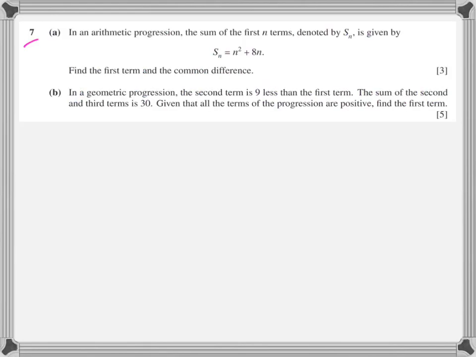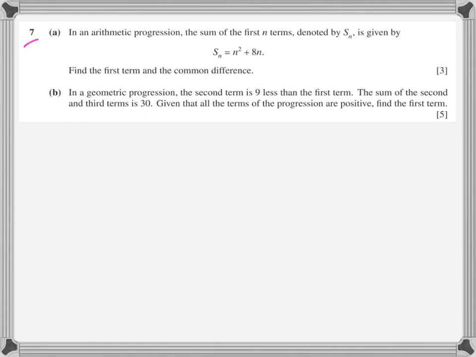Okay, a question on arithmetic and geometric progression. In an arithmetic progression, the sum of the first n terms is denoted by Sn. It is given by Sn is such and such. Find the first term and the common difference. From my experience, this is the easiest question on AP, but unfortunately, at least 50 to 40% of the people get this wrong. I don't know, for some reason. Maybe they cannot read the English properly.